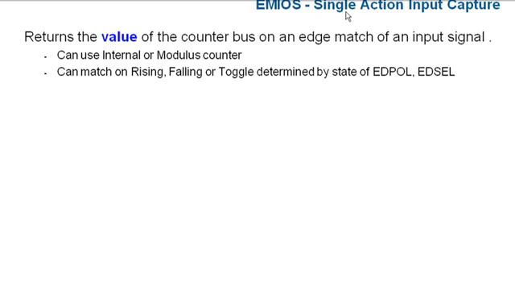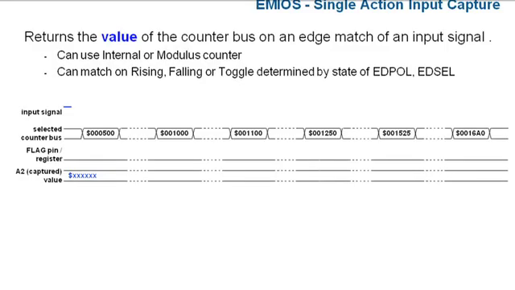And the EMIOS has the mode single action input capture, which returns a value to the counter bus on an edge match of the input signal. So in other words, I select a counter bus, and so that it's watching this counter go, oh, an edge occurred, what count do you have? It captures that count, and now I can read it.